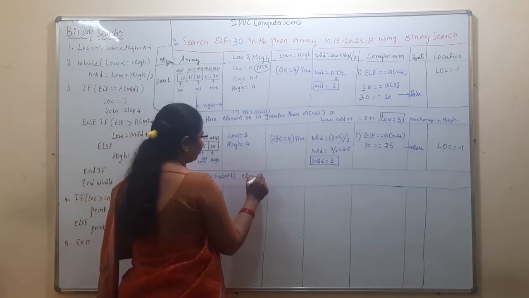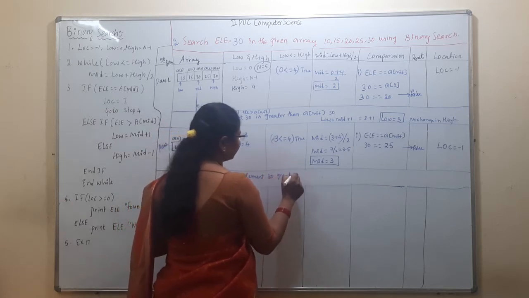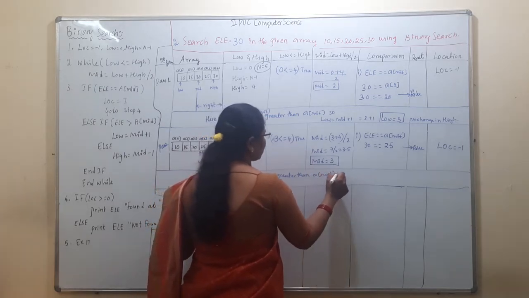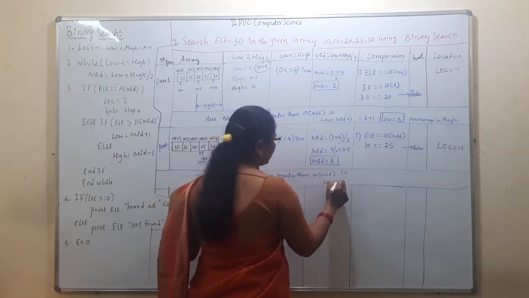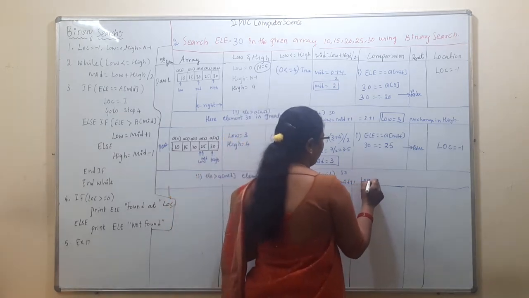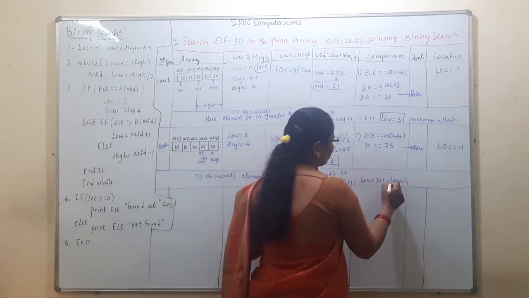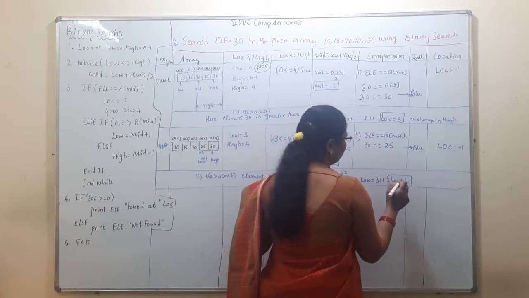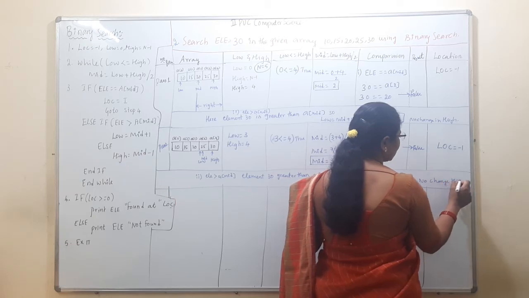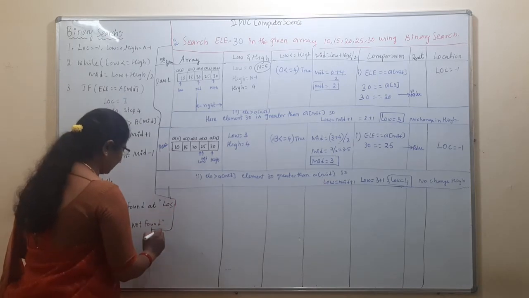Searching element 30 is greater than A of mid. So low equals mid plus 1. You'll get low equal to 3 plus 1, that is low equal to 4. We got the new low value. No change in the high pointer. Are you getting it, students? High pointer remains the same.